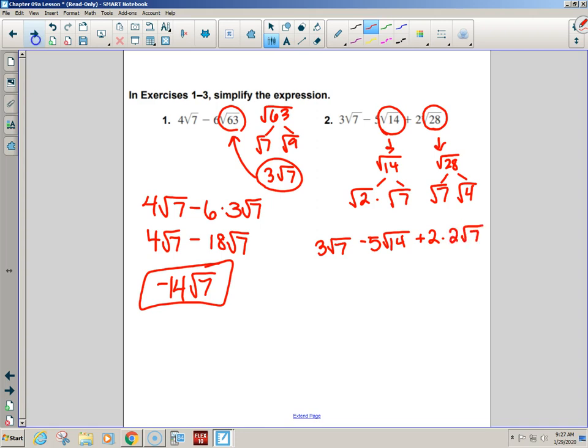2 rad 7. Remember, I'm substituting in. I'm able to substitute. I'm able to change. The root 14, I couldn't do anything, so I just had to leave him. But the root 28, I was able to say is 2 rad 7. Now, it might not be able to make everybody mush together, but can I at least do some? The answer is yes. So I have 3 root 7 minus 5 root 14 plus 4 root 7. I can combine some like terms, right? 7. Got it. 7 root 7.